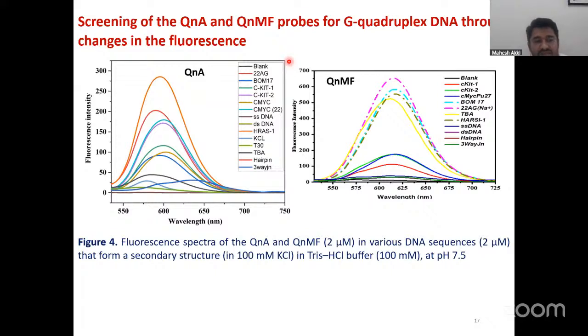So the weak fluorescence observed in the molecular rotor, here we can observe in the blank, we have very weak fluorescence. This weak fluorescence is due to the dynamic motion around this vinyl bridge, and for that reason we have got a weak fluorescence.